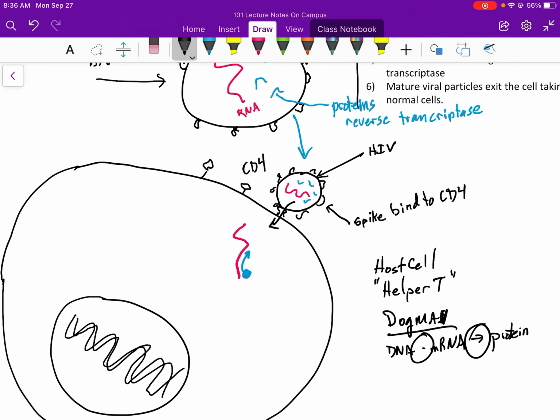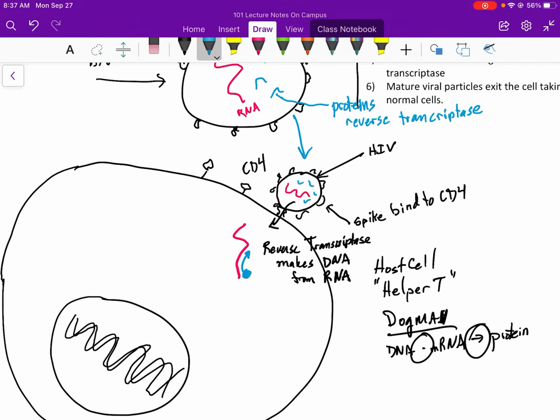Well, it turns out that viruses bring along with them their own sort of tools, in this case, which is reverse transcriptase. And reverse transcriptase can take RNA and make DNA out of it. So that's crazy, right? So I'll just write that in. Reverse transcriptase makes DNA, and from the RNA virus, right? So you can imagine how that happens.